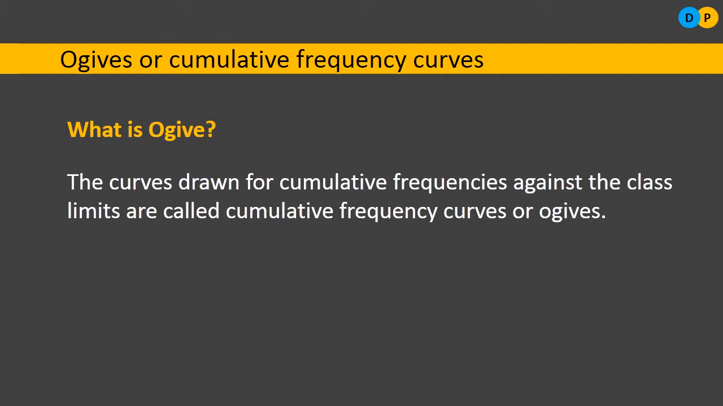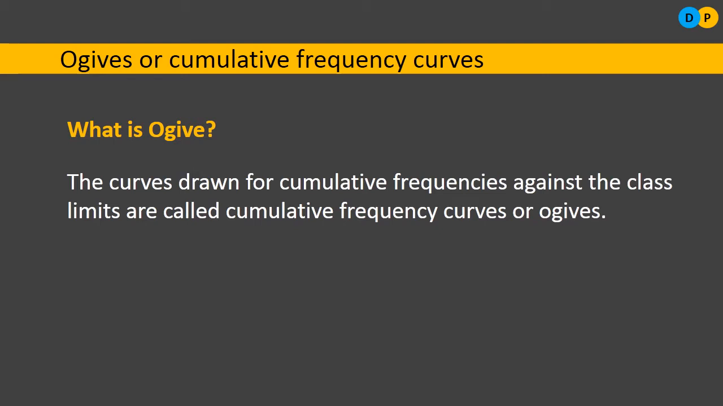As we know, there are two types of cumulative frequency. One is less than, another one is more than cumulative frequency. If they ask us to find both the less than ogive and the more than ogive, then we have to first construct both the less than cumulative frequency and the more than cumulative frequency. Later, against the class limits, we will be plotting these cumulative frequencies so that we can get the ogive or cumulative frequency curve. So on the whole, an ogive is the curve drawn for the cumulative frequencies against the class limits.